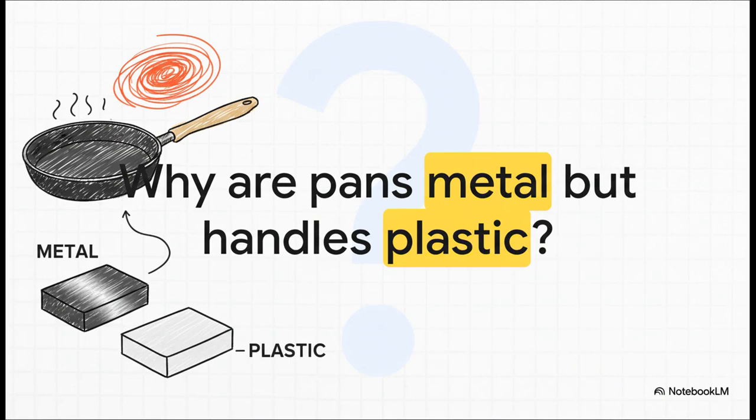Okay, let's start with a little puzzle. I'm sure you've all seen a cooking pan at home. The part that actually cooks the food, that's always made of some metal, right? But the handle, the part you hold, that's usually made of plastic or wood. Why do you think that is? Just keep that question in the back of your mind. By the time we finish this lesson, you'll know the answer perfectly.